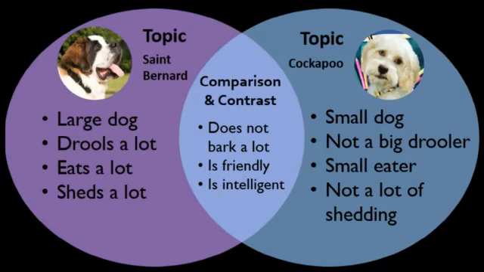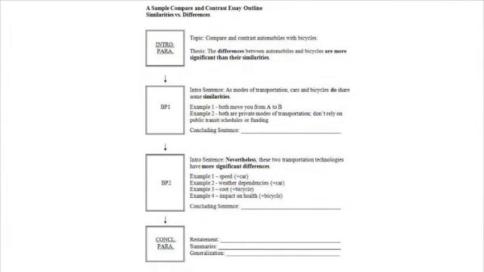But the Saint Bernard is a really large dog, drools a lot, eats a lot, sheds a lot. While the other dog is really small, it's not a big drooler, it eats a small amount, and it's not a lot of shedding. Now this is a format of the essay.